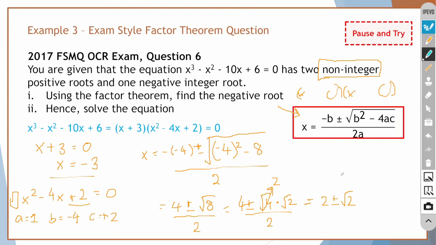So in other words, our answer to solving the equation is x equals negative 3, or x equals 2 plus root 2, or x equals 2 minus root 2. And that's the answer to this part of the question.